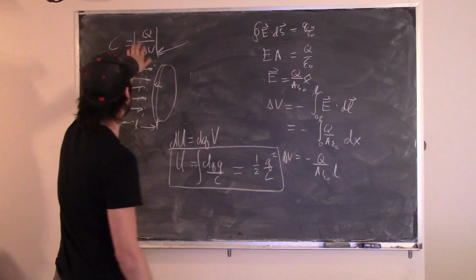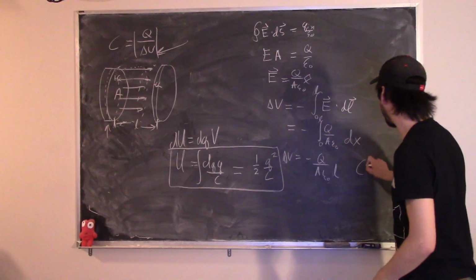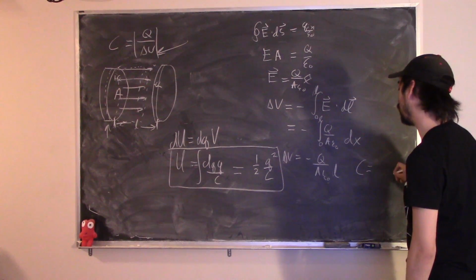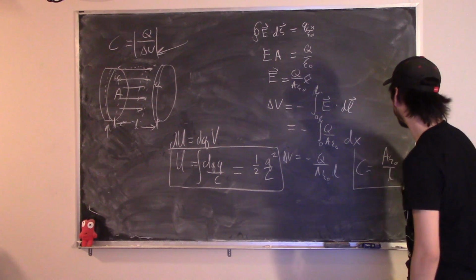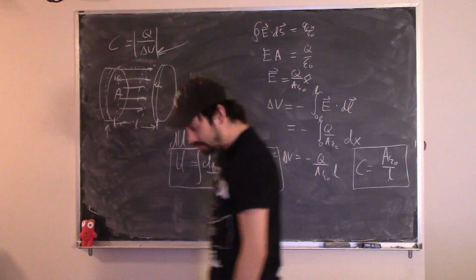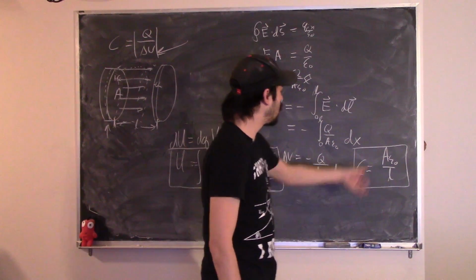Okay. Now we're one step away from finding the capacitance. We have what delta V is. And so we just take this and plug it into the definition of capacitance. And that's going to say that the capacitance is going to be equal to A epsilon naught divided by L. Okay?